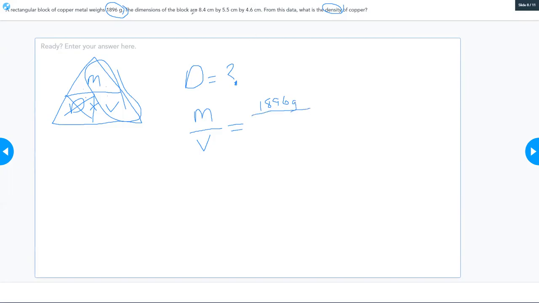Now, I don't see the word volume, but look at this word right here, block. Essentially, a block is a cube. And how do you measure the volume of a cube? Length times width times height. So these three numbers represent length times width times height. So 8.4 times 5.5 times 4.6 equals. Again, you can use a calculator.